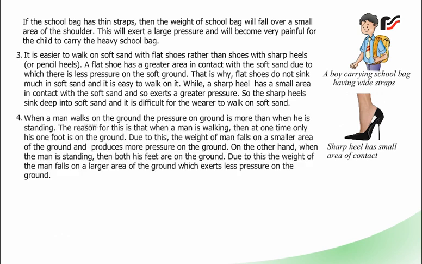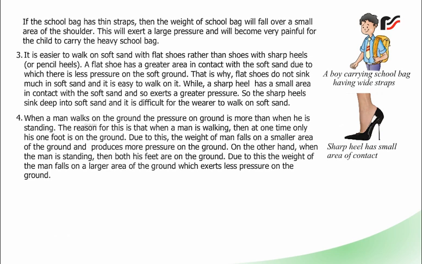4. When a man walks on the ground, the pressure on the ground is more than when he is standing. The reason for this is that when a man is walking, then at one time only one foot is on the ground. Due to this, the weight of the man falls on a smaller area of the ground and produces more pressure on the ground. On the other hand, when the man is standing, then both his feet are on the ground. Due to this, the weight of the man falls on a larger area of the ground, which exerts less pressure on the ground.